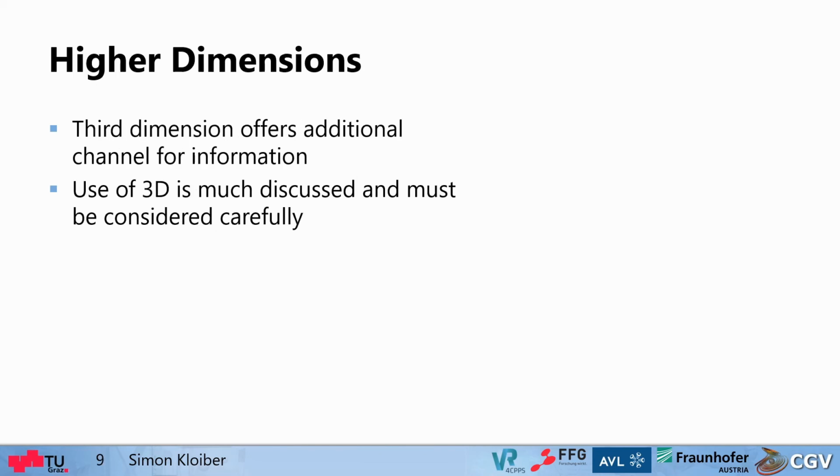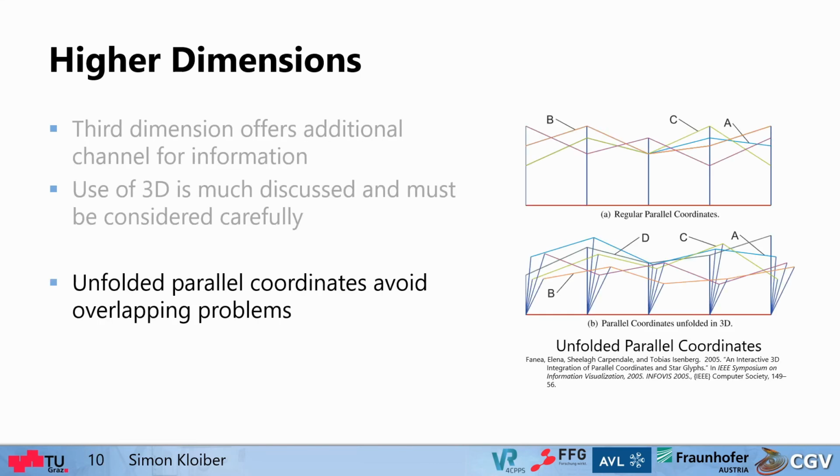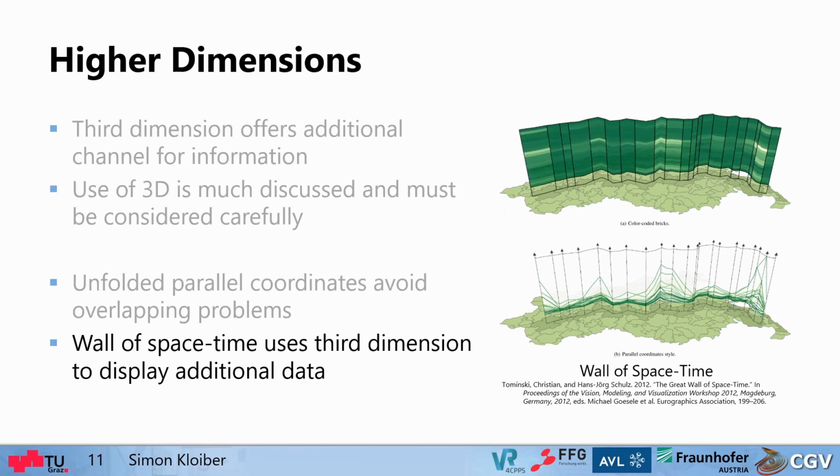3D visualizations offer an additional channel that can improve overlapping in 2D charts. However, their use must be considered carefully. For example, Fanea et al. unfold parallel coordinates in a circular fashion to avoid problems over overlapping lines of regular parallel coordinates. We can see another way in which 3D can aid with the wall of space-time by Tominsky et al., who used a third dimension to display additional data on geographic data. The addition of a third dimension allows to convey spatial connectivity and a variety of visualization options.